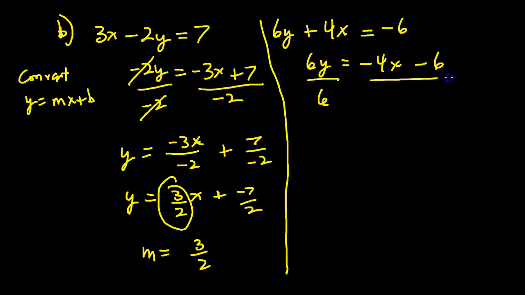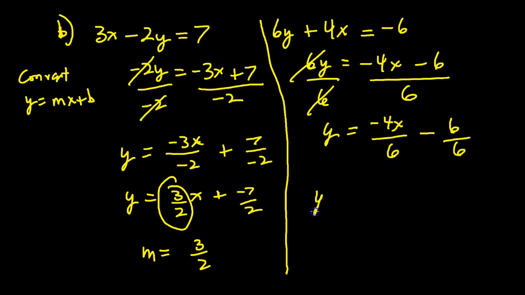And then to solve for y, I would divide both sides by positive 6. I'll get y equals, on the left-hand side, minus 4x over 6 minus 6 over 6. Well, the x multiplier reduces to a minus 2/3, so I get minus 2/3 x minus 1, of course. 6 over 6 is 1. And for this second line, I get my slope as minus 2/3.